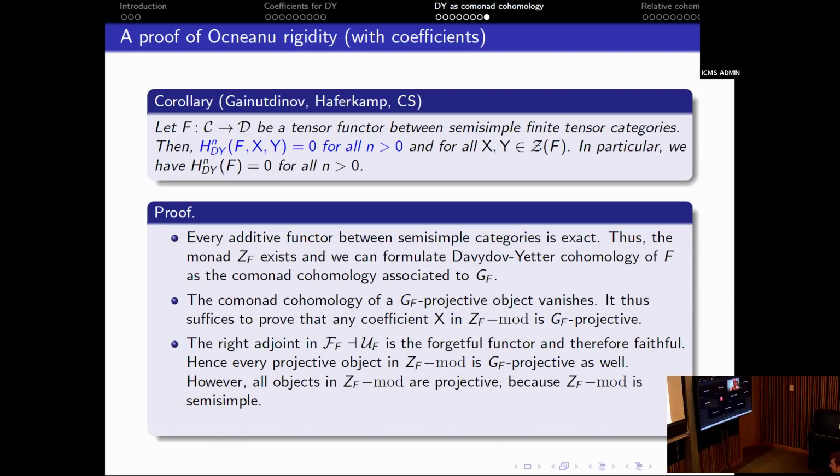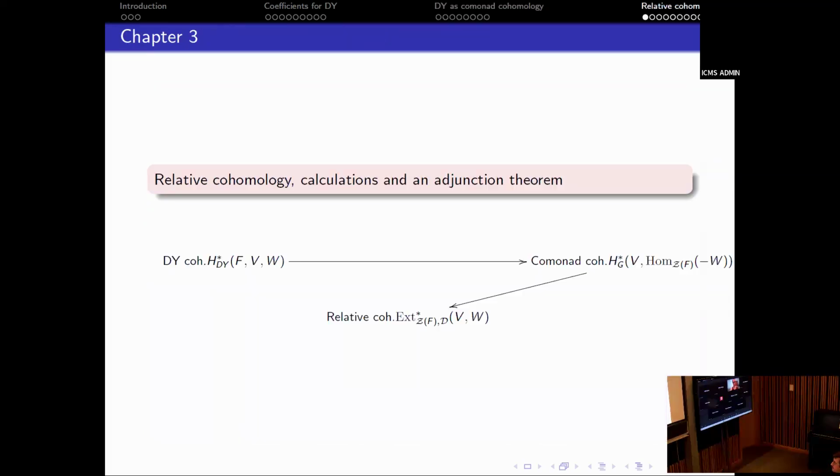So that shows you that these very big bar complexes have a certain merit if you want to understand things, but they are too big to compute. So we have to continue, and that's the second part of the talk. We went from Davydov-Yetter cohomology to comonad cohomology. Now I want to go to something which is also old textbook knowledge, in Mac Lane's book on homology. There's relative cohomology, and that's what I'm going to use next.